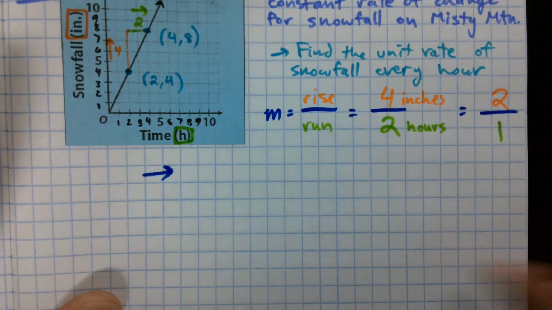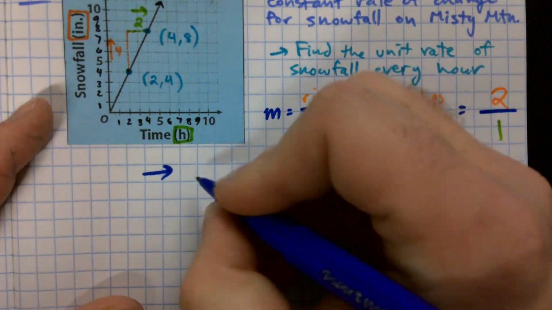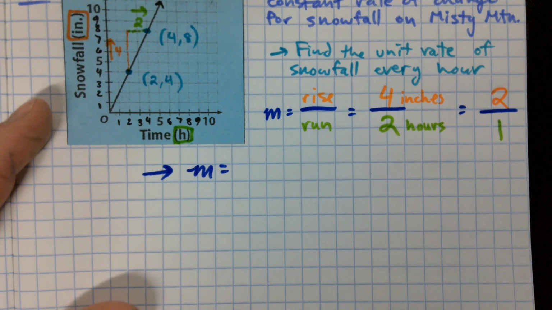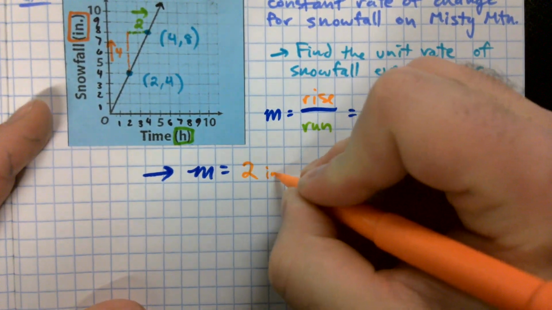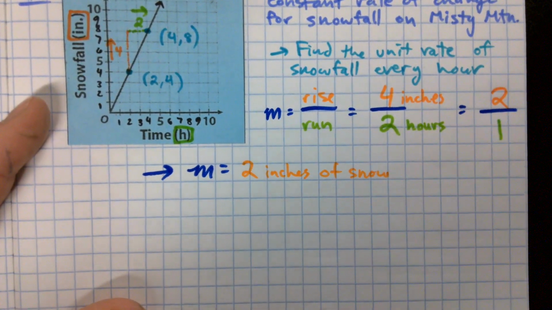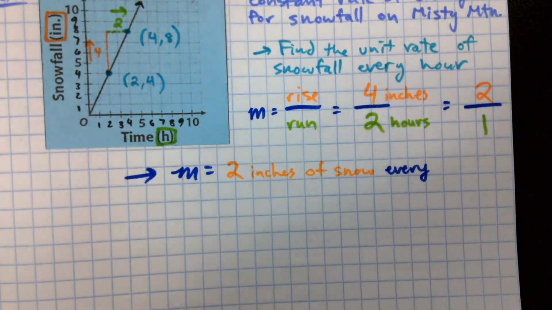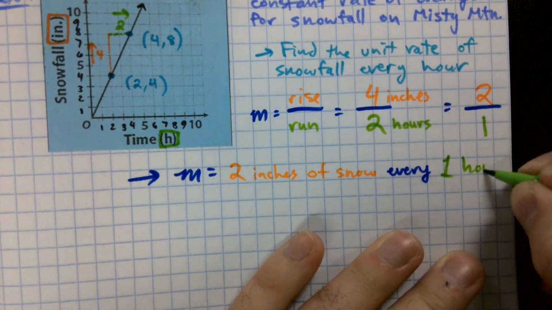Therefore, M is equal to 2 inches of snow every 1 hour.